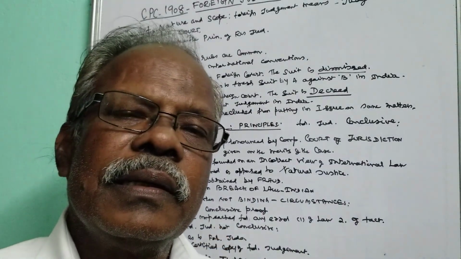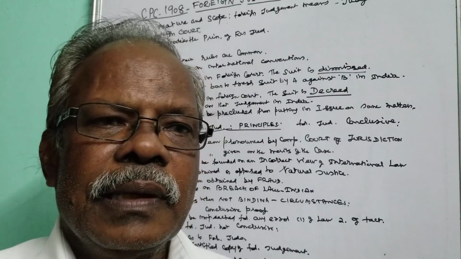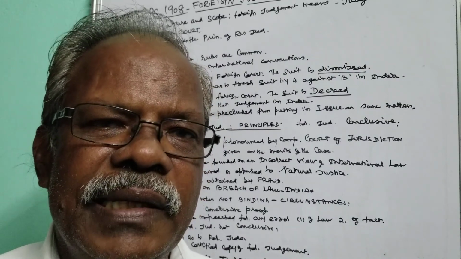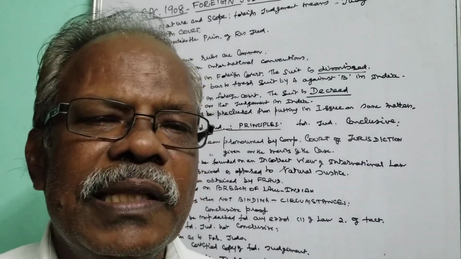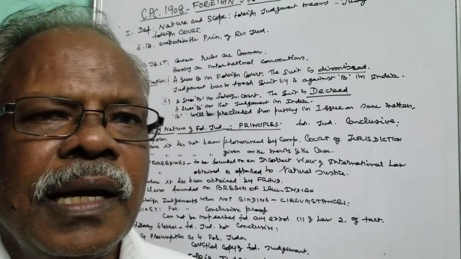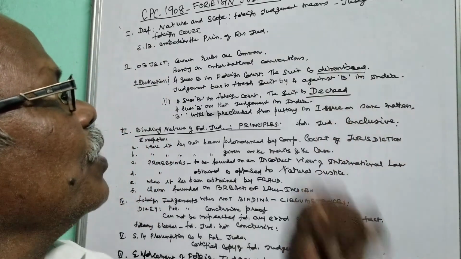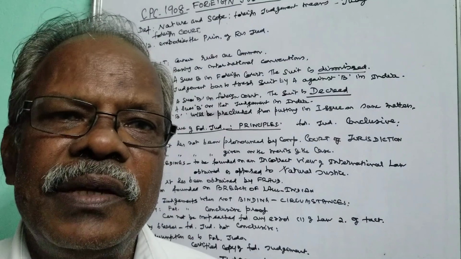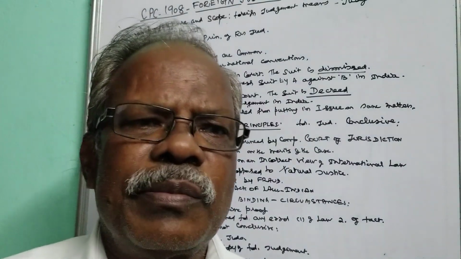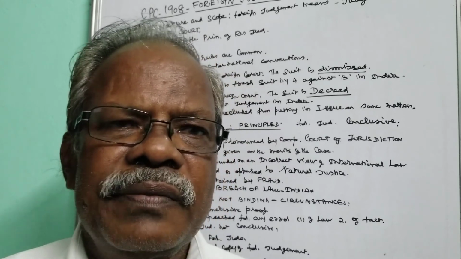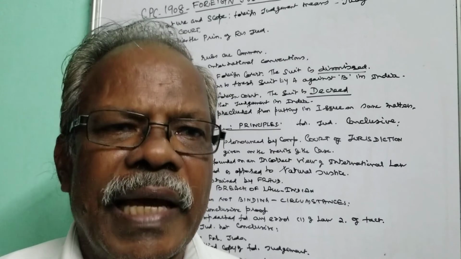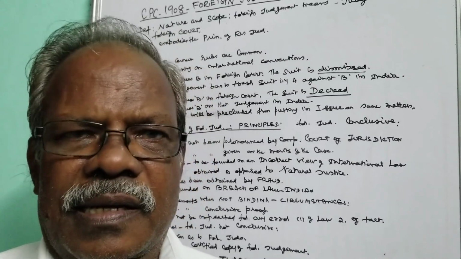Today, let us take up the topic Civil Procedure Code 1908, in which particularly the topic chosen for today's discussion is section 13 and 14, which deals with the foreign judgment. So we are going to discuss whether the judgment made in a foreign court can be executed in India or not.